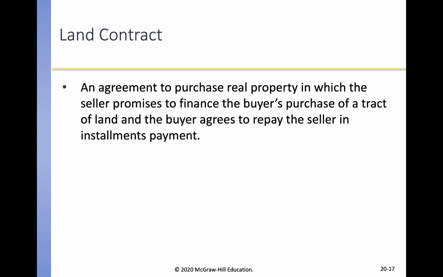A land contract is an agreement to purchase real property where the seller promises to finance the buyer's purchase of a tract of land, and the buyer agrees to repay the seller in installment payments. All right, this is similar to a conventional mortgage, except there's no bank involved. It's the seller now who's financing the purchase. So the buyer makes payments directly to the seller.